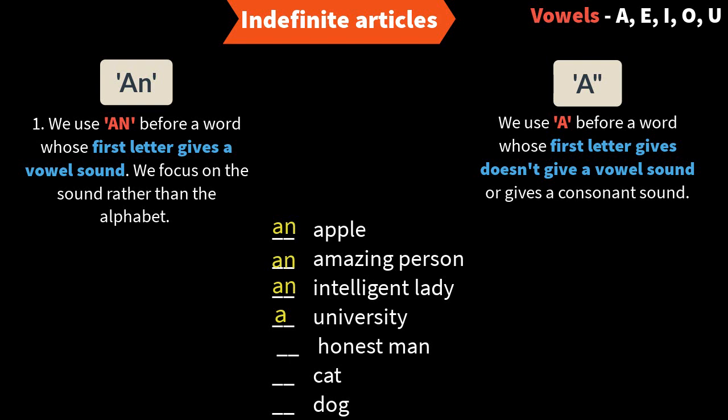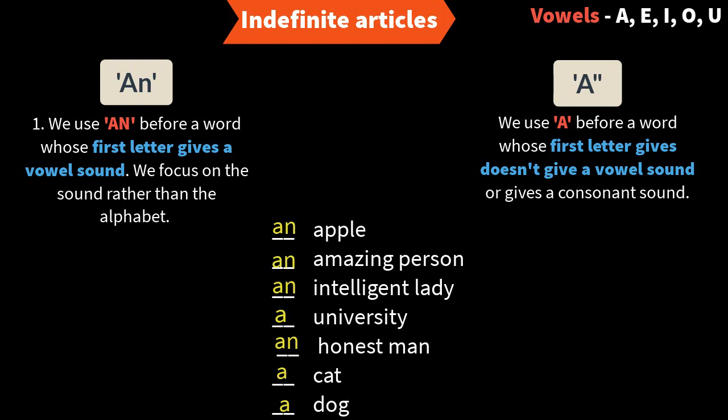Next word, honest man. Starting with the letter H, which is not a vowel. But when I pronounce it, honest, I get this O sound, right? Which is a vowel, O, honest man. H is silent when I pronounce it. Hence, I need to use AN before it. An honest man. Next word, cat, C-A-T, cat. C is a consonant, okay? When I pronounce it, I get a consonant sound. Ka, a cat. Dog, da, a dog. Rat, ra, a rat. Right, so it's very simple.